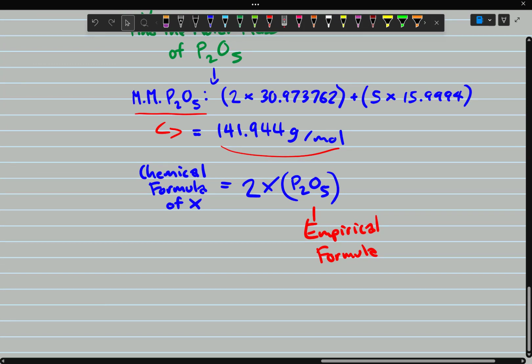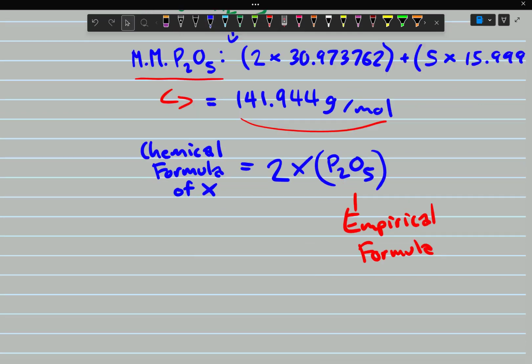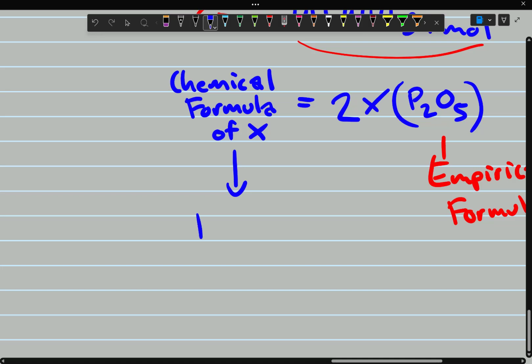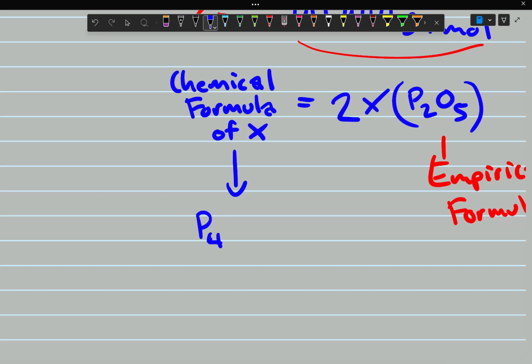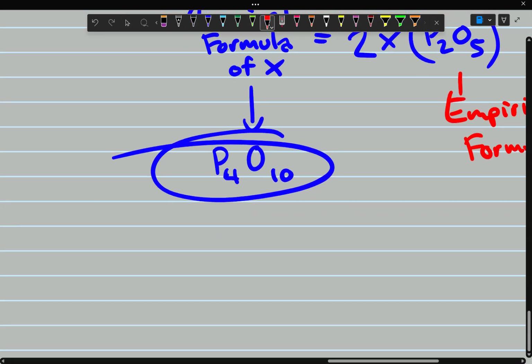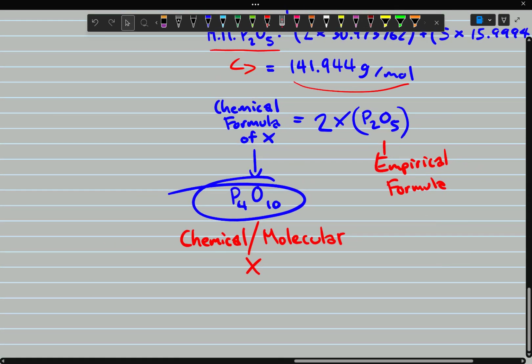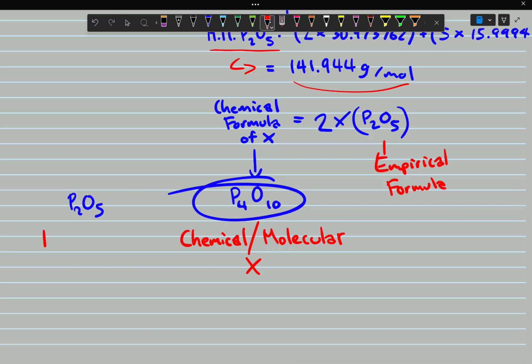So all we need to do is just multiply the 2 into our numbers here, and we're going to get that the chemical formula of X is equal to P4, 2 times 4, right, O10. And this is our answer. And remember, this is the chemical, also called molecular, formula of X. The empirical formula, P2O5, this is the empirical formula of X.